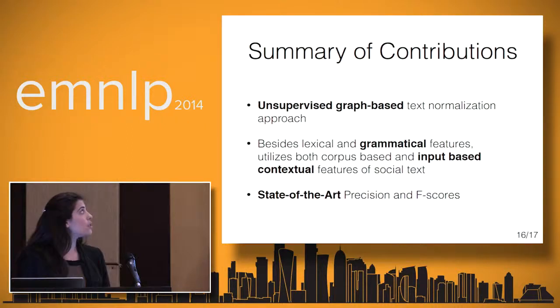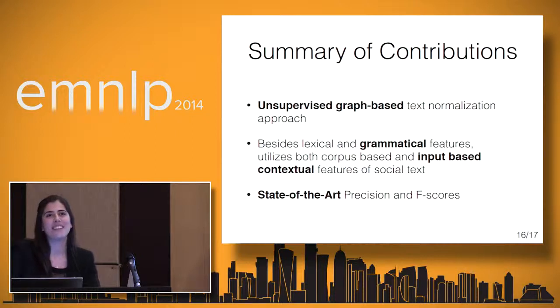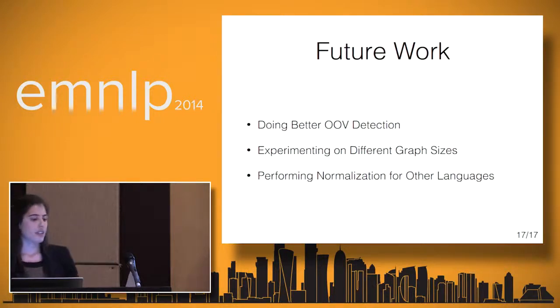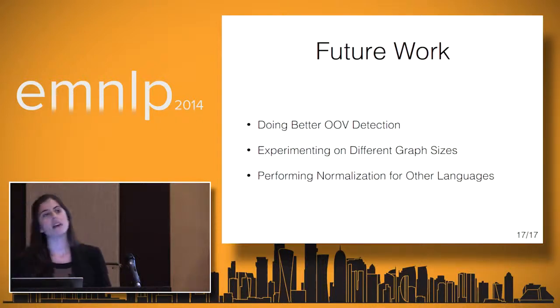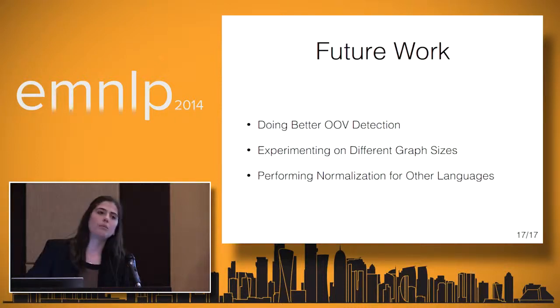To sum up, we proposed an unsupervised graph-based text normalization approach. Besides using lexical and grammatical features, it utilizes both corpus-based and input-based contextual features of the text. By applying this approach, we obtained state-of-the-art precision and F-scores. And lastly, we have 3 future work directions: doing a better OOV detection for real-world usage, experimenting on different graph sizes to build a faster and more accurate text normalization system, and, since the proposed method is language independent other than the POS tagger, implementing it on morphologically richer languages, maybe like Turkish.